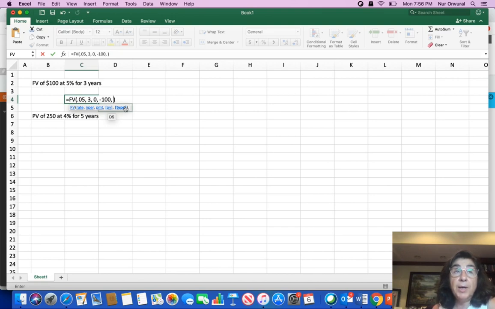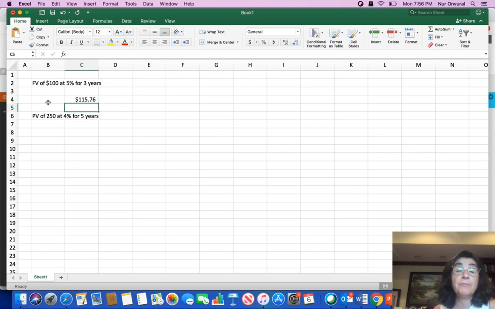an indicator whether the payments are done at the beginning of the year or at the end of the year. So for the time being, we are going to leave that as blank, and then we will hit the return key, and that's going to calculate the future value for us automatically, which is $115.76.